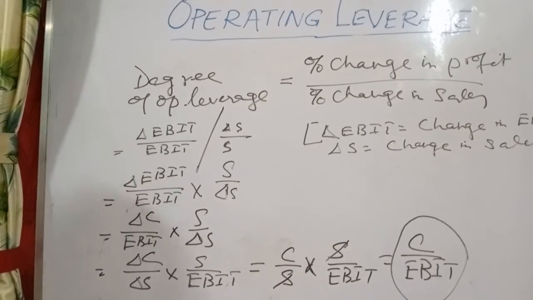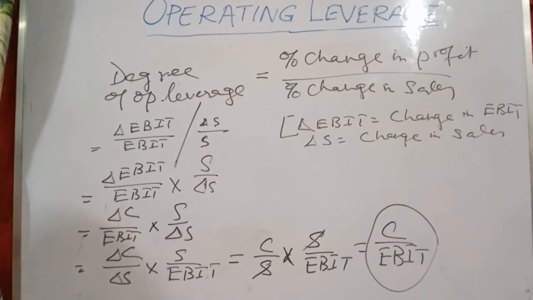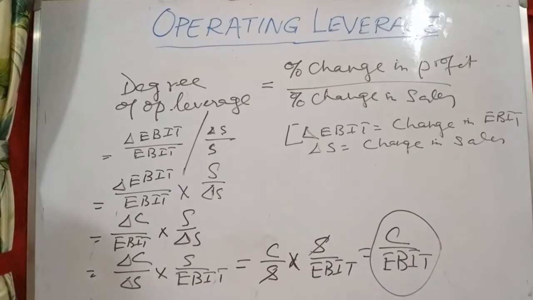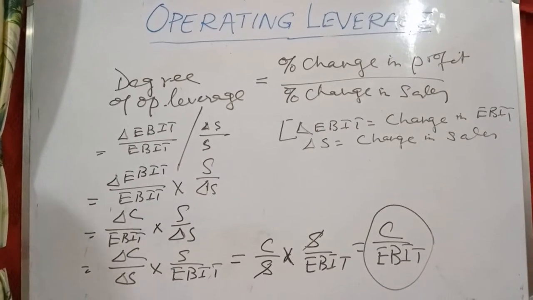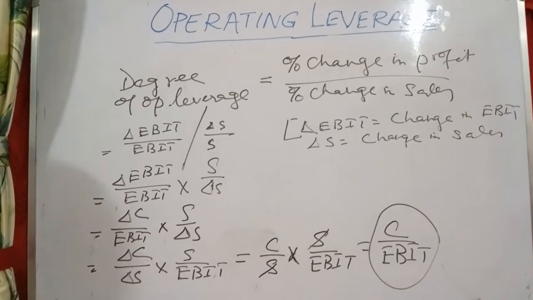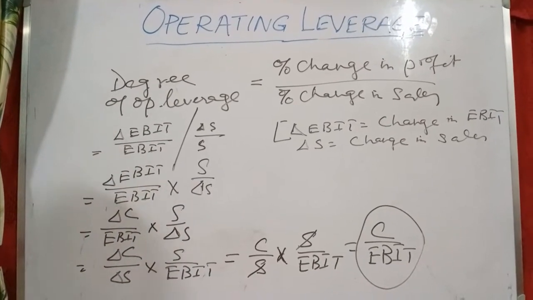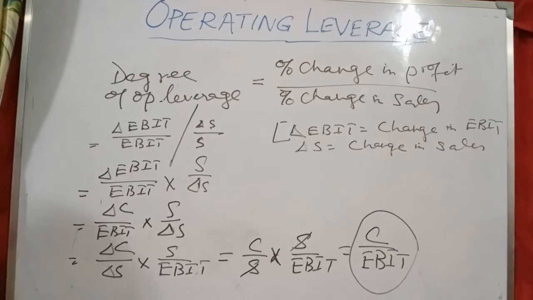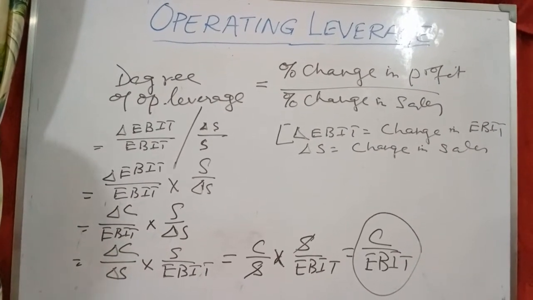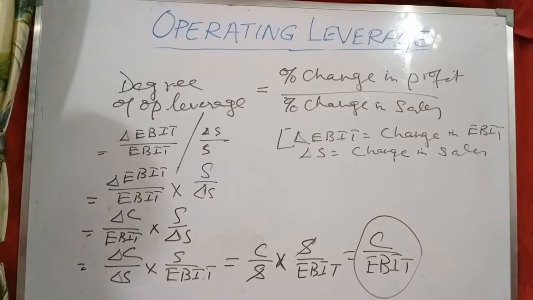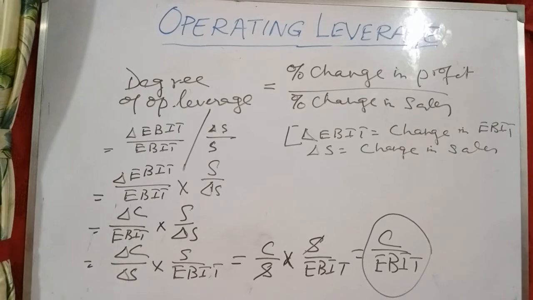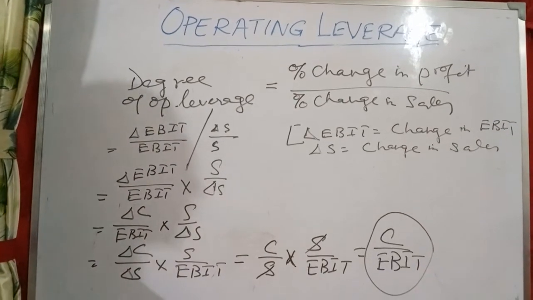So operating leverage is basically operating risk for the firm. At the same time, it is the opportunity for the firm to use the fixed cost to amplify the profit. If there is no fixed cost, then profit cannot change in a greater proportion than the proportion of change in sales. Correct?